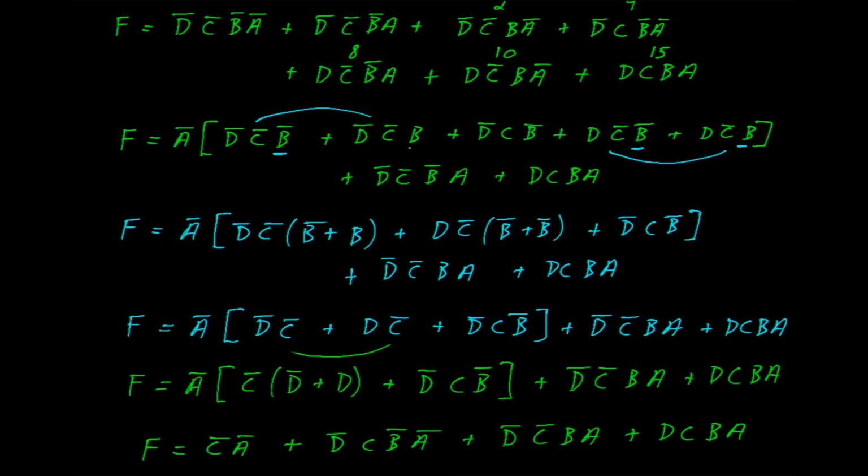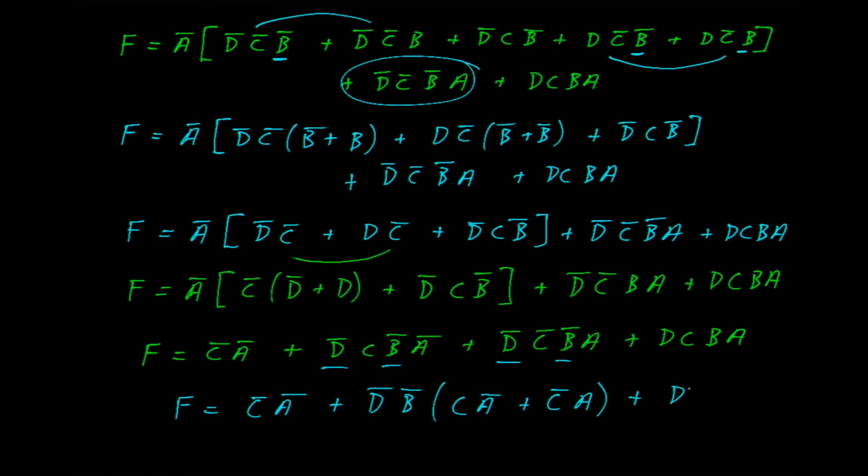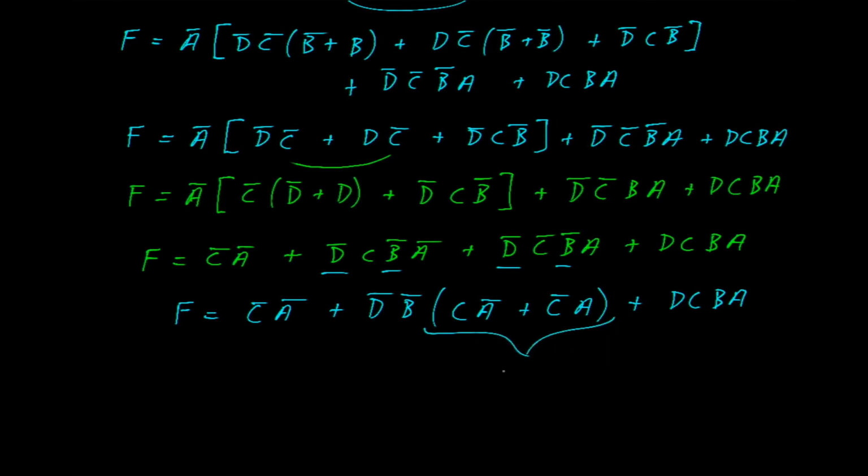Let's fix a mistake here. This would have been B naught from here. This would have been B naught and B naught. Sorry about that. Anyway, we can rewrite this as C naught, A naught plus D naught, B naught ANDed with C, A naught or C naught A ANDed with D, C, B, A. You may recognize this as an exclusive OR.